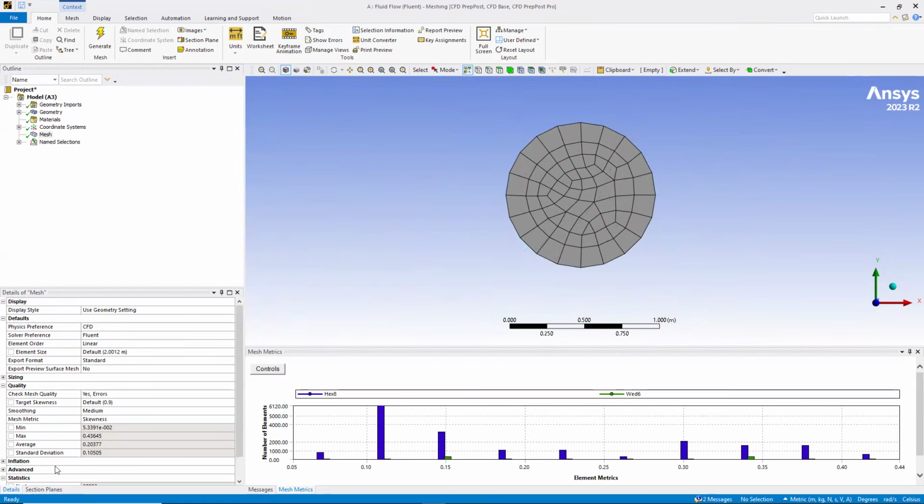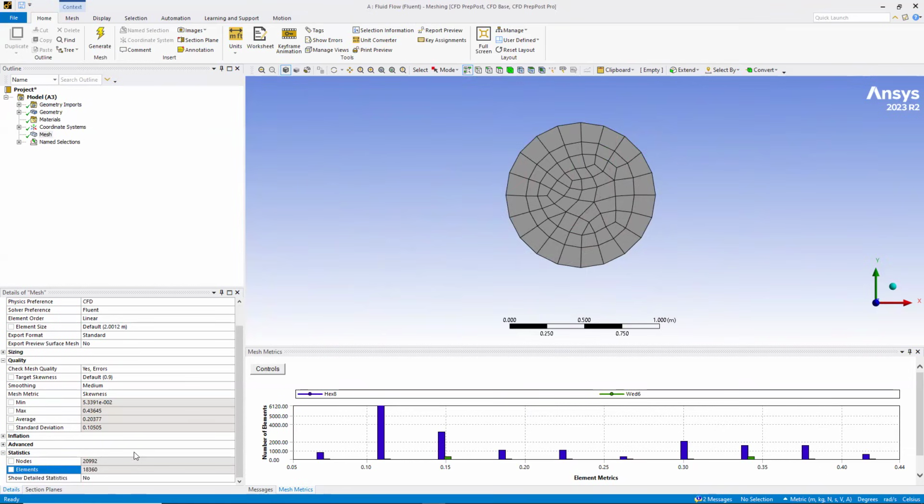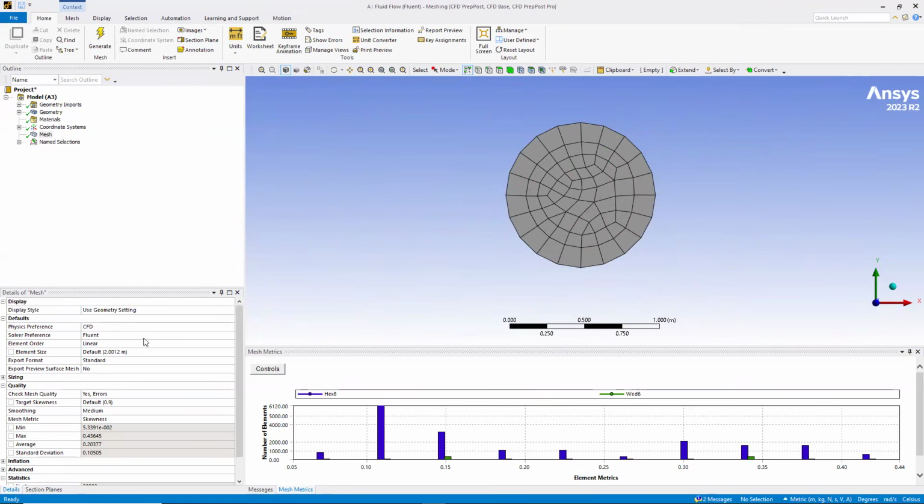So you have to look for the mesh quality. You have to look for the number of cells. That's an important parameter to be reported. And then definitely you have to see that the physics preference should be CFD.